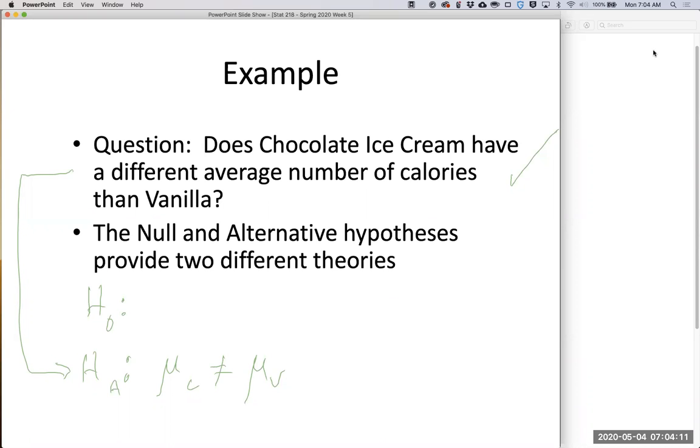The logical opposite of the alternative hypothesis is the null hypothesis. The mean number of calories in chocolate is equal to the mean number of calories in vanilla. Notice there's an equality in our null hypothesis. The alternative hypothesis cannot have an equality, and they give us 2 different theories for reality. Theory number 1, they are the same. Theory number 2, they are different. And the data will then speak to the question of which of the 2 theories we ought to be believing.